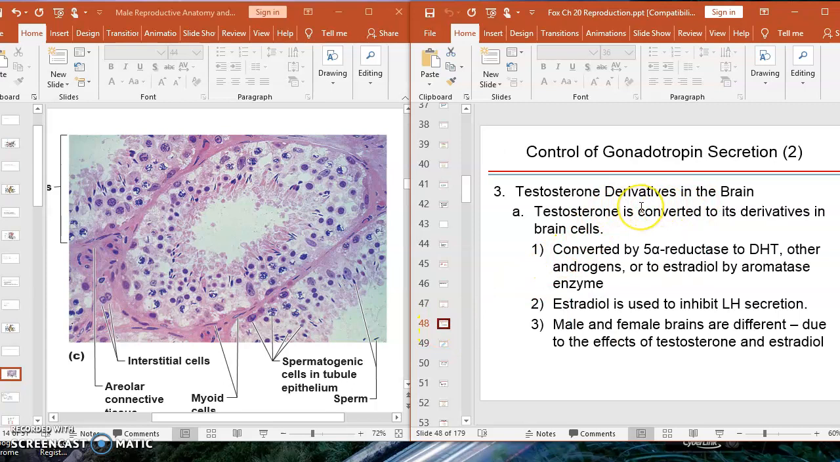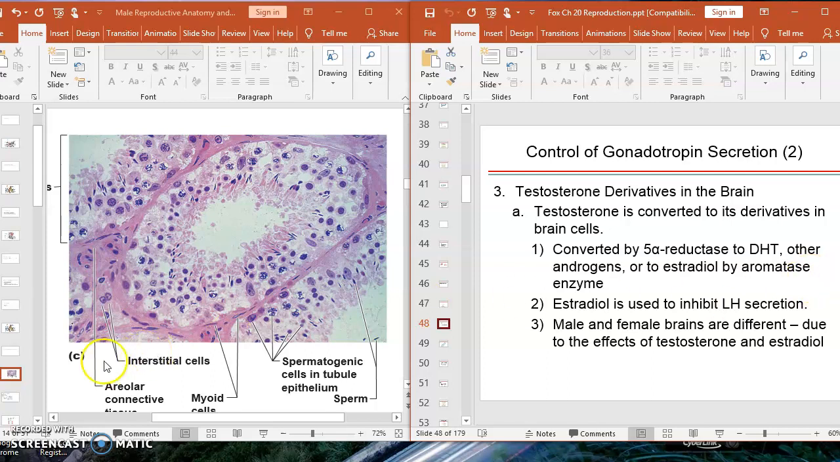Testosterone derivatives in the brain. Okay, here's the situation. Masculinization of the brain actually involves not only testosterone, but it also involves some estradiol, estrogen. So estrogen is important in the development of the male. I'm a male. Okay. It's not necessarily directly testosterone.